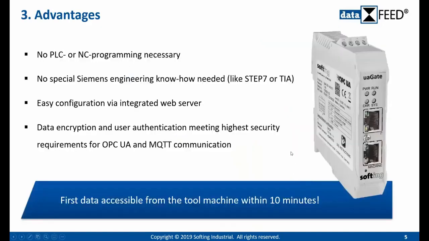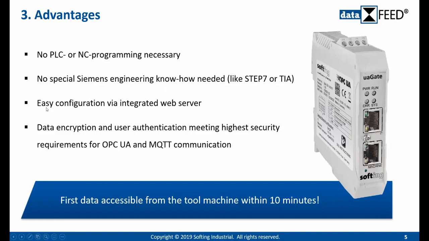What are the advantages? The best thing is that you don't need coding, no programming on the PLC or NC side, and you also don't need special Siemens engineering know-how. So if Step 7 or TIA does not ring any bells, doesn't matter. You just have to configure the gateway and that's it. So no change on the SINUMERIK side.